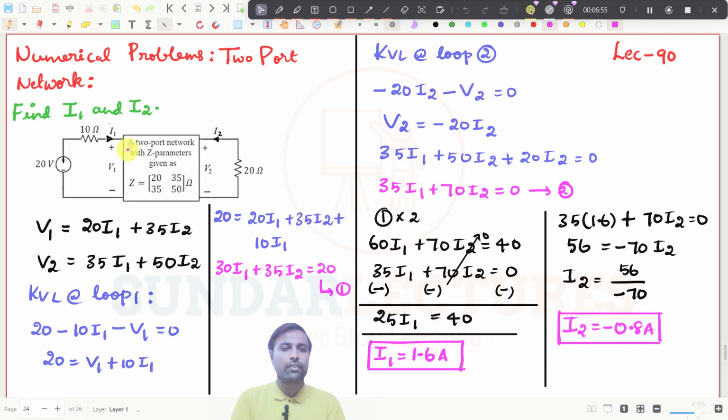So now we have found I1 and I2 from the given network. Try to understand one thing: you need to convert this Z parameter into equations. That is what we have seen in the previous classes. Please refer to my previous classes for how to write the Z parameters for a given two-port network. With the help of those, you can easily solve these problems, right? So now I will go to the next problem.